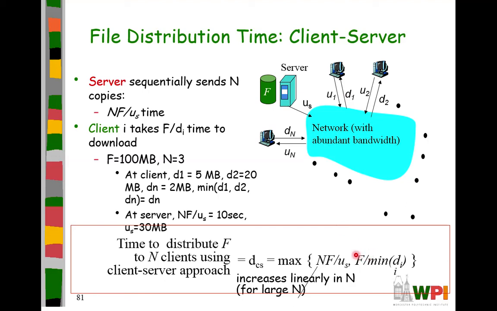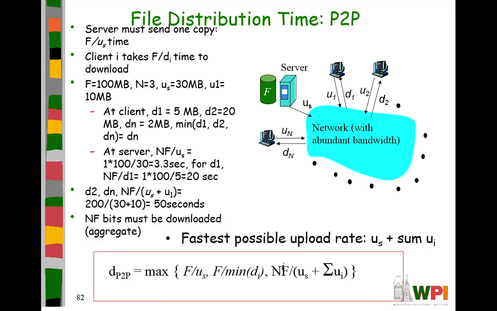In the client-server system, the delay is F divided by the minimum bandwidth, Di. But here you can see that the bandwidth is increasing, US plus this one. The more peers have the file, the more bandwidth you have, and the more bandwidth you have, the less time it will take. If the denominator value is high, then the overall value will be low. So less time will be required.